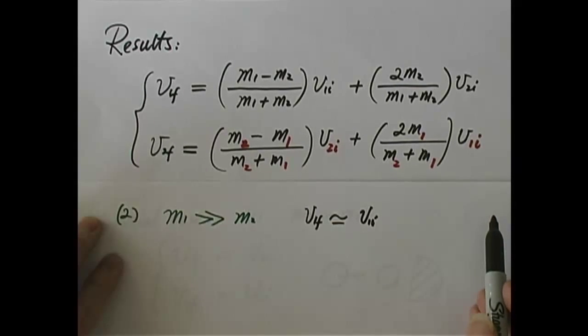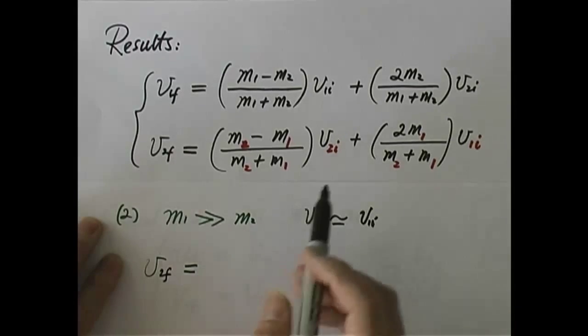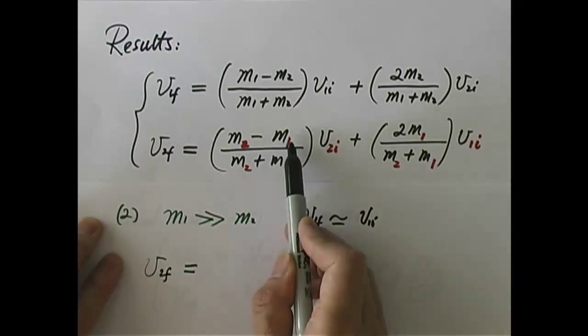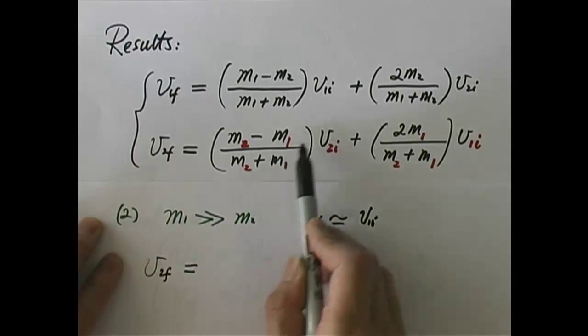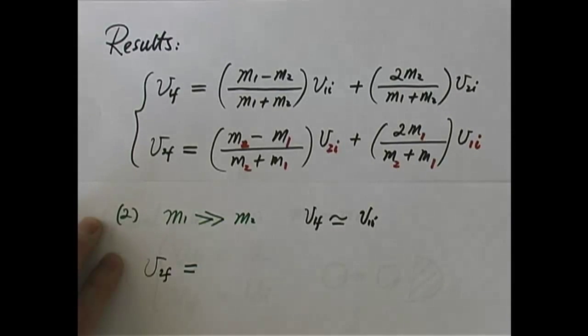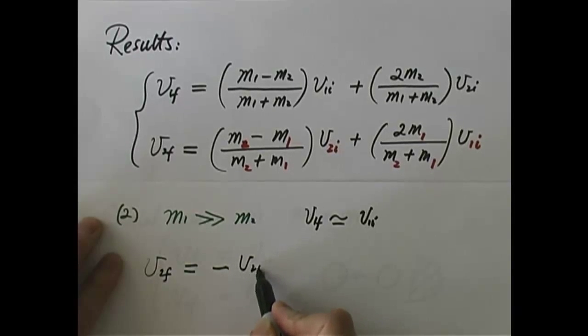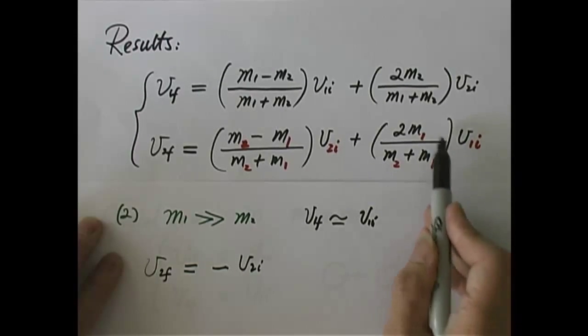Now, the more interesting situation is what happens to the beetle. Suppose it's an elastic collision with the Mack truck. V2 final, the velocity of the beetle, the much lighter car after the collision. What do I have here? According to this formula, V2 final equals, look at this expression here, (m2 minus m1) over (m2 plus m1). Remember, m2 is far less than m1, so basically this is just negative m1 over m1. So you get a negative sign, negative v2 initial.